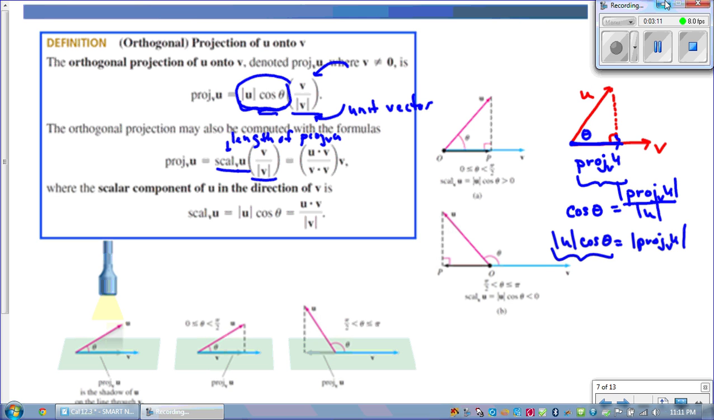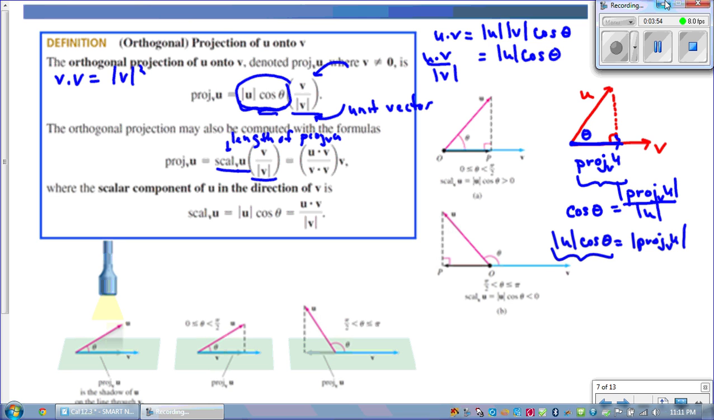But we also know that u dot v is equal to the magnitude of u times the magnitude of v times cosine of theta. That means that the magnitude of u cosine theta is equal to u dot v over the magnitude of v. Well, another way to write this, think about v dot v. V dot v is just the magnitude of v squared.